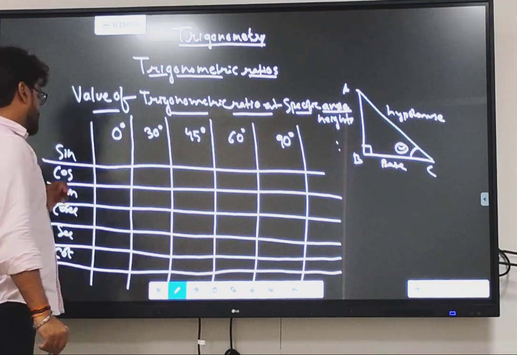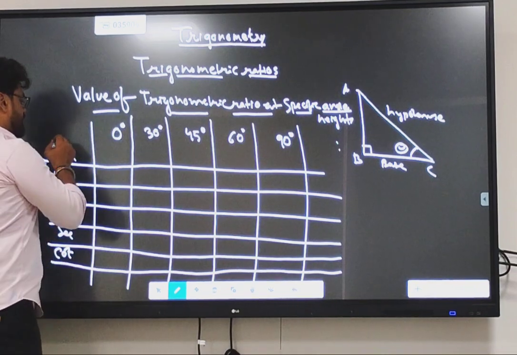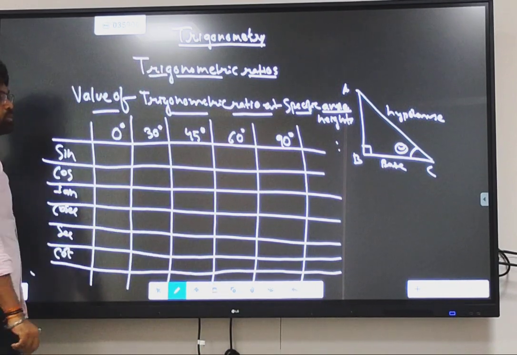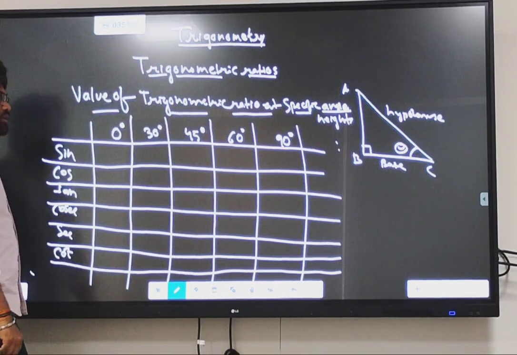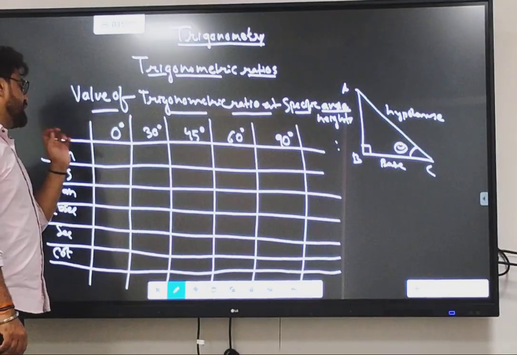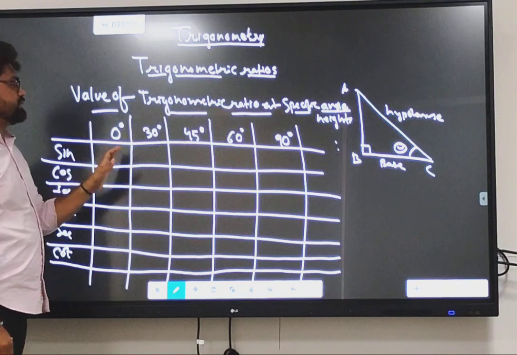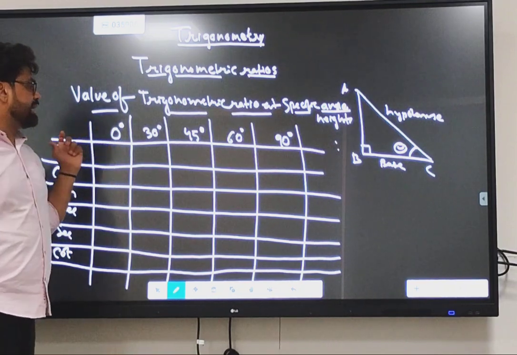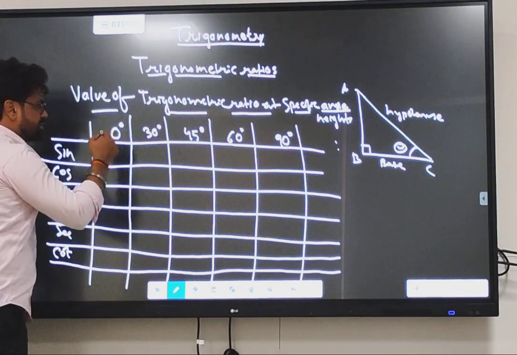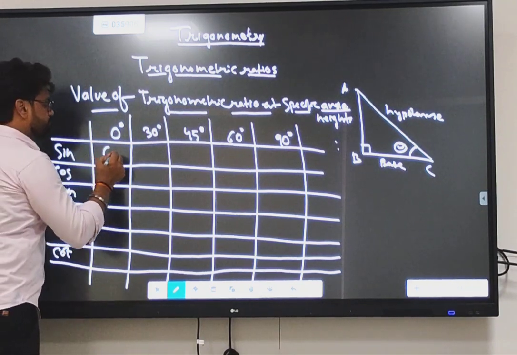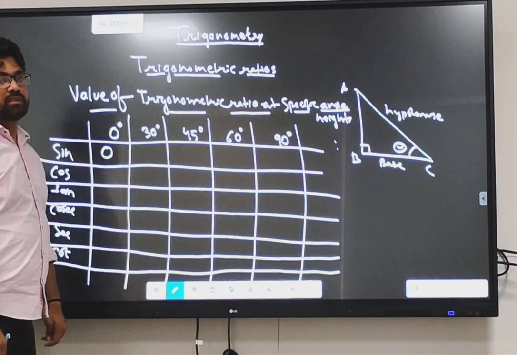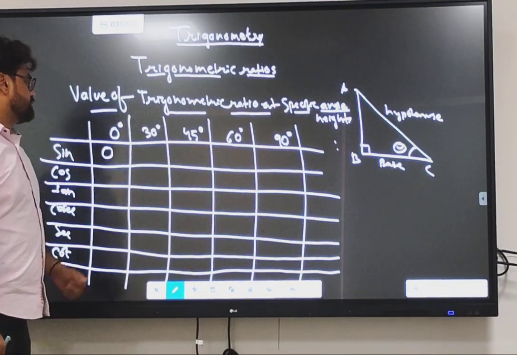Now, if I start from sine, what is the value of sine 0? Let me first write all the values and then I will make you understand how all these ratios take up the values at different angles. So the value of sine 0 will be 0. Sine 0 is nothing but 0.